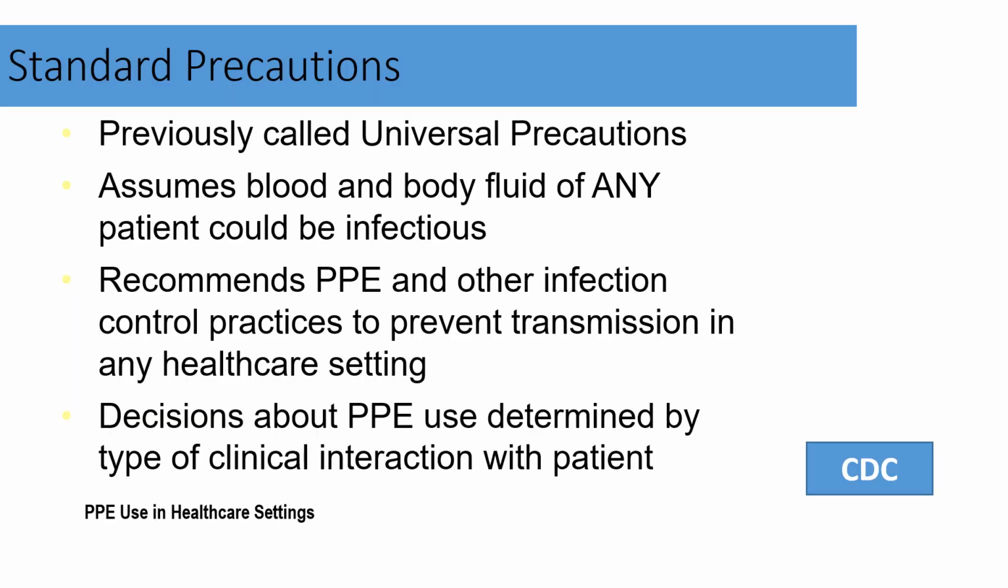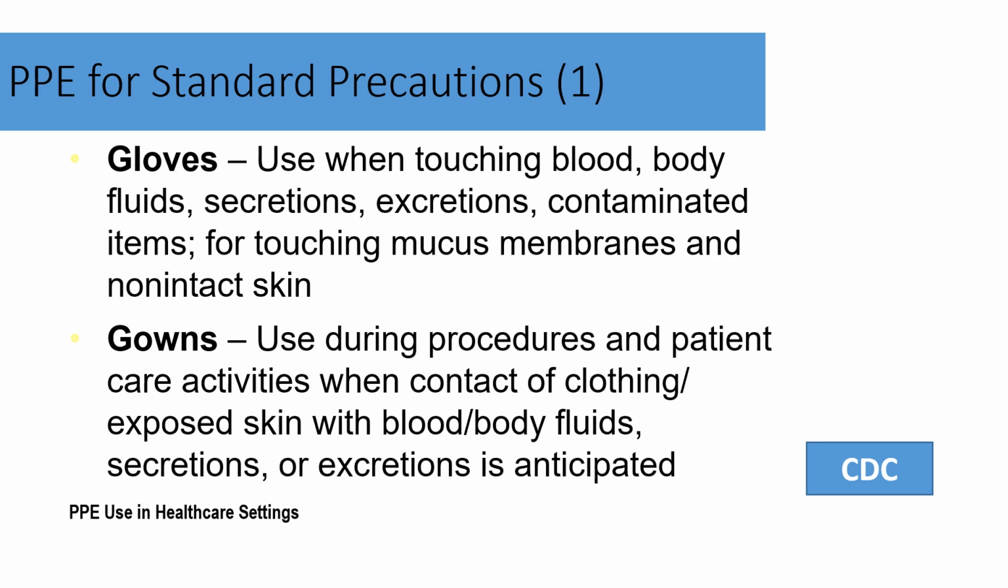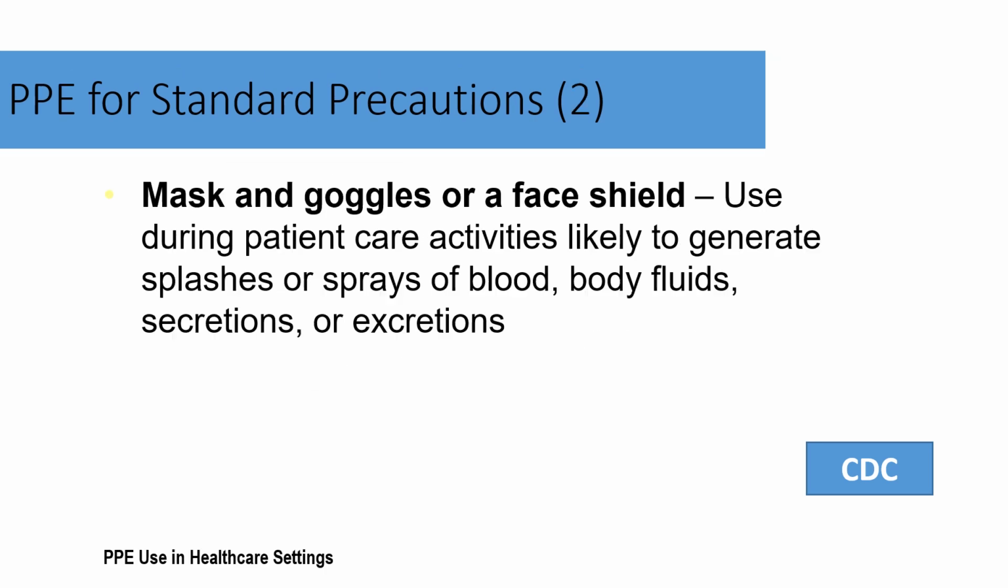Standard precautions were previously called universal precautions. It assumes that the blood and body fluid of any patient could be infectious, so it recommends PPE and other infection control practices to prevent transmission in any healthcare setting. So the correct term now is standard precautions. The PPE for standard precautions includes gloves, gown, and goggles.